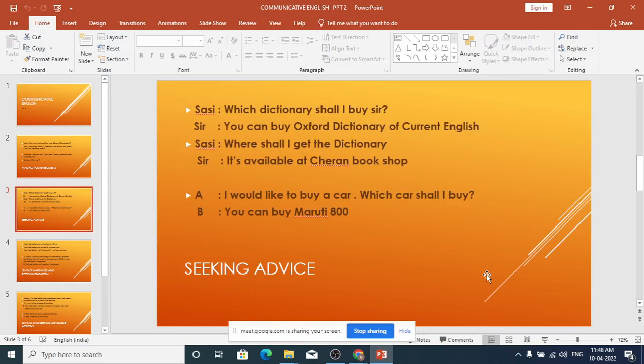Yes, sir. Sasi, which dictionary shall I buy, sir? Sir, you can buy Oxford Dictionary of Current English. Good. Sasi, where shall I get the dictionary? Sir, it's available at Chair and Bookshop. Very good. Next. Continue. Okay, sir. I would like to buy a car. Which car shall I buy? B. You can buy Maruti 800.